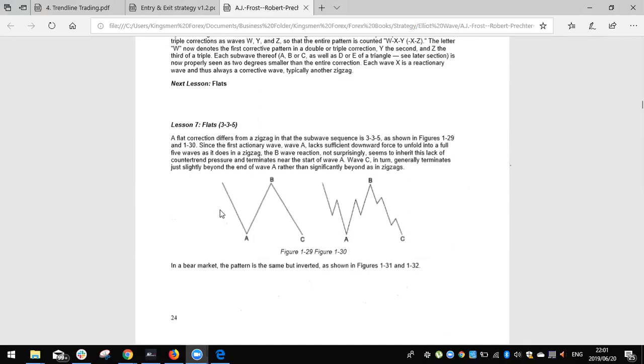Then we have a flat correction. It's like ABC like this. Also the same uptrend. You have this motive wave. After it corrects like this, it pushes up. The trick with this one is that the strategy that I showed you won't work on a flat correction. Let me show you why.